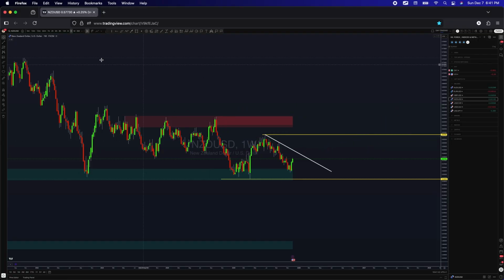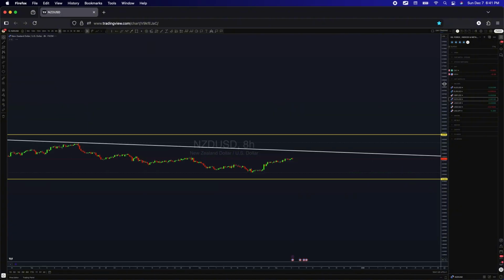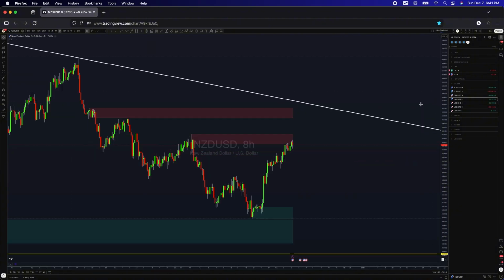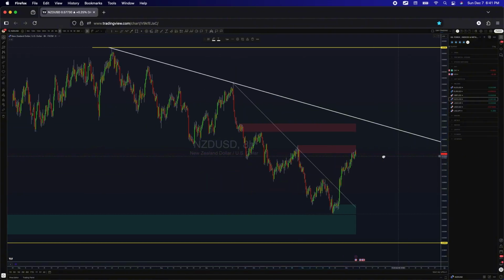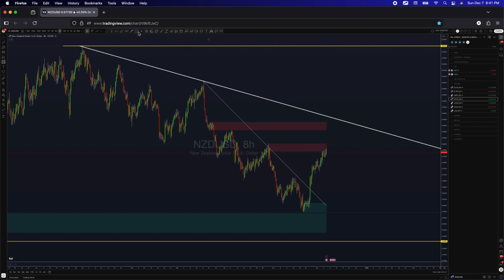So moving forward, I'm going to take this to the 8-hour time frame. I'm going to share with you how I'm going to approach Kiwi dollar this week. Okay, so right here we have a very clear trend, and the trend line has been broken for sure. So basic black, you can see that. So the plan is going to be plain and simple, in my opinion, this week on Kiwi dollar.